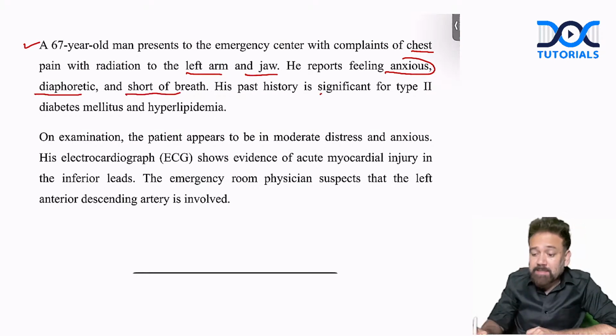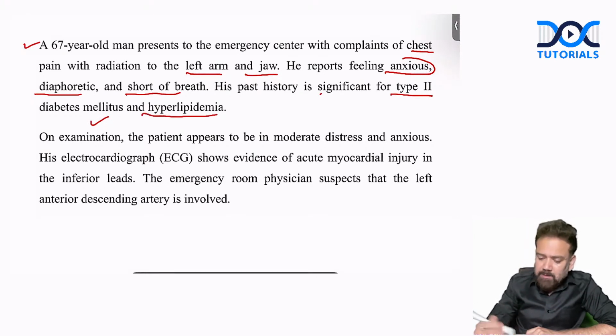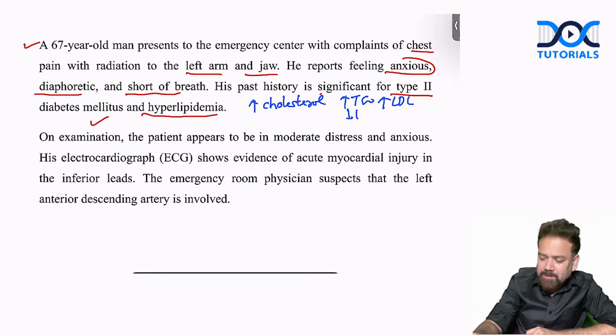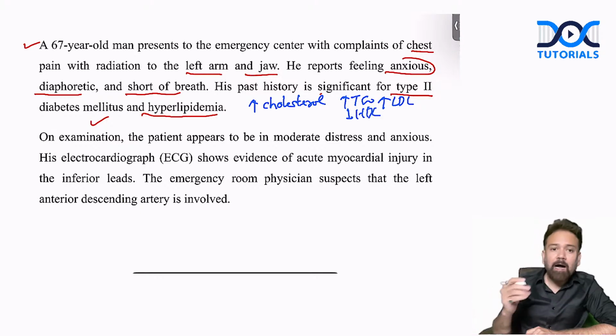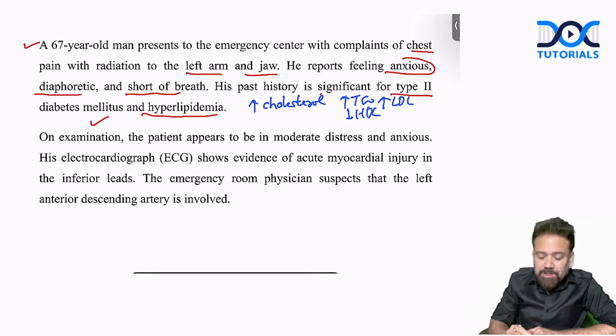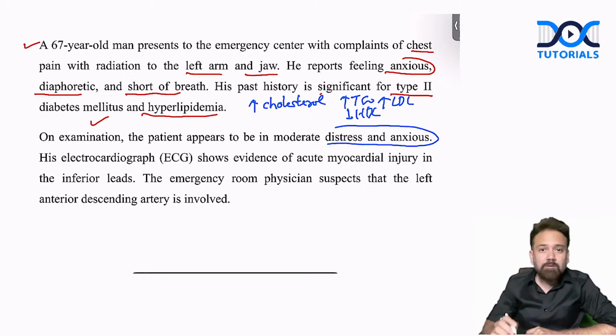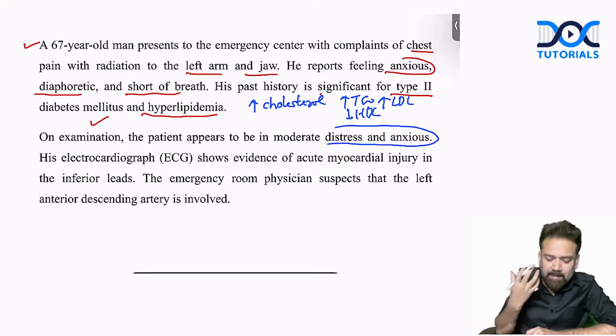His past history is significant for type 2 diabetes mellitus. It can be uncontrolled diabetes and dyslipidemia. So in the patient, it can be more cholesterol, cholesterol can be high, or it can be increased triglycerides, or increased LDL, or decreased HDL, whatever. So the patient is having hyperlipidemia. On examination, the patient appears to be in moderate distress and anxious. So when there is angina, there is always some anxiety.